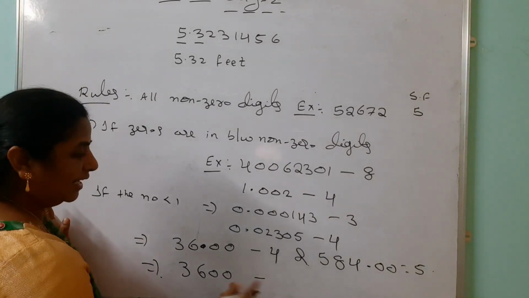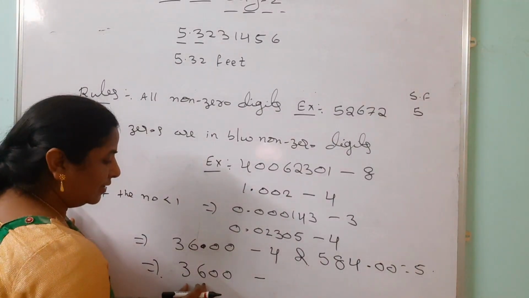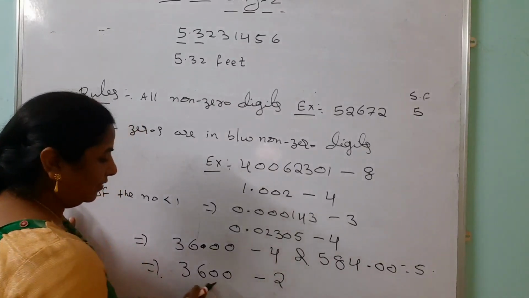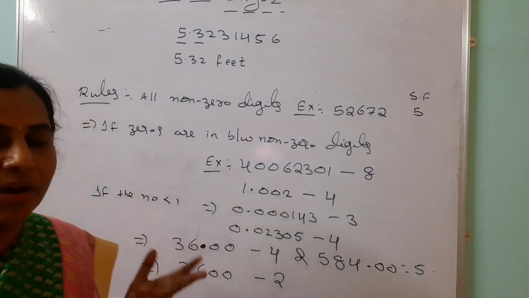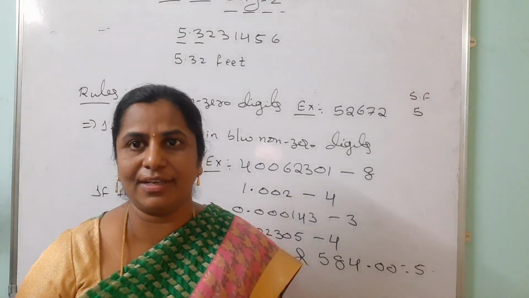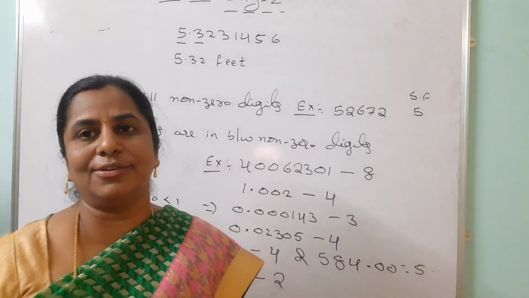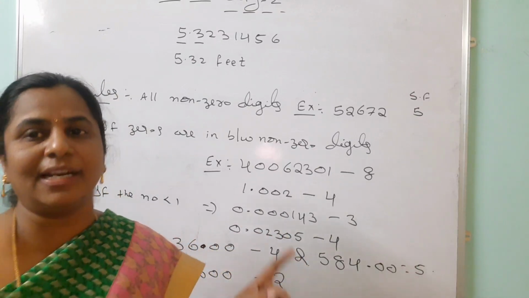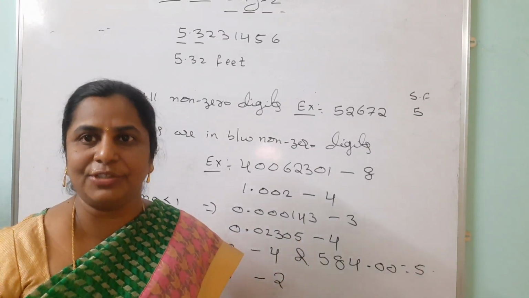Always you can take it. If there is no decimal, only non-zero digits, 36 has how many significant figures? 2. So all non-zero digits are significant, and zeros in between non-zero digits are significant. If zeros come after the decimal and before the non-zero digit, we should omit those.